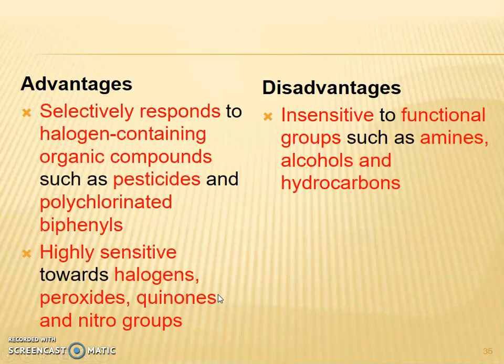The advantages are that it selectively responds to halogen-containing organic compounds such as pesticides and polychlorinated biphenyls, and is highly sensitive to halogens, peroxides, quinones, and nitro groups. But the disadvantages are that it is insensitive to functional groups such as amine, alcohol, and hydrocarbon.